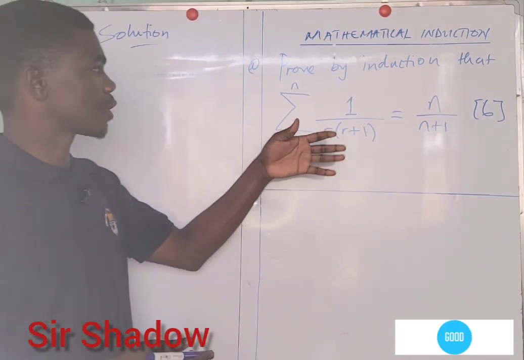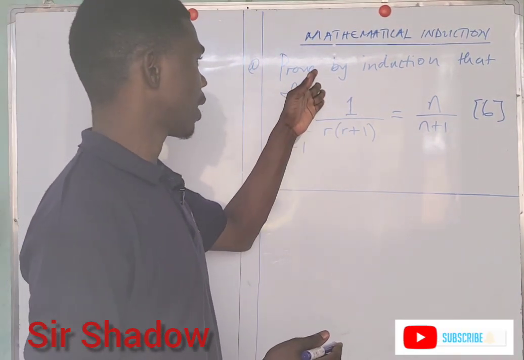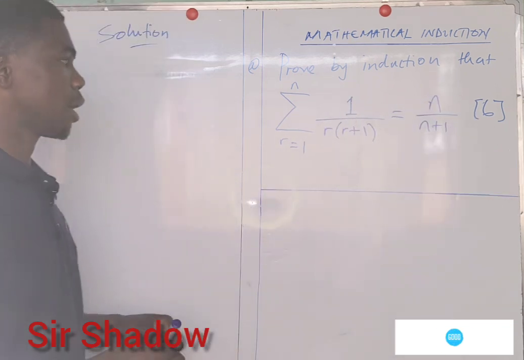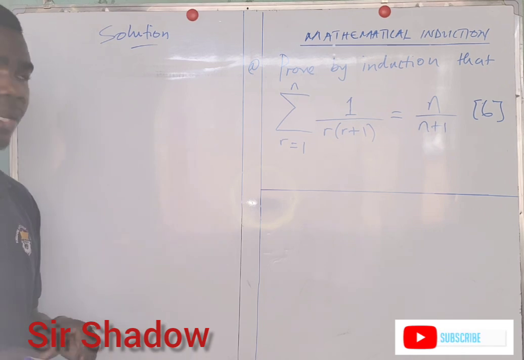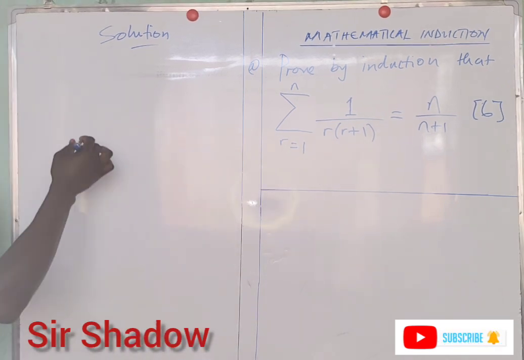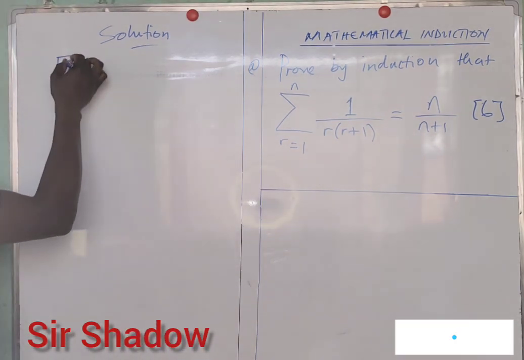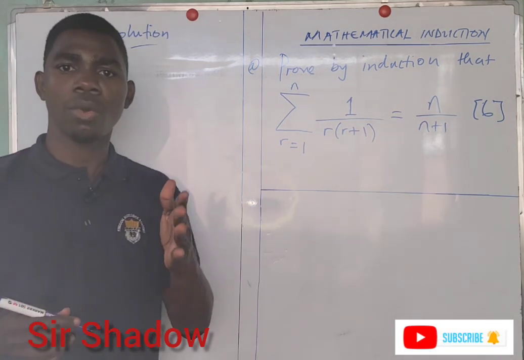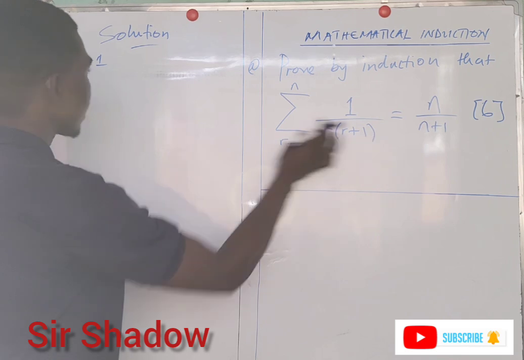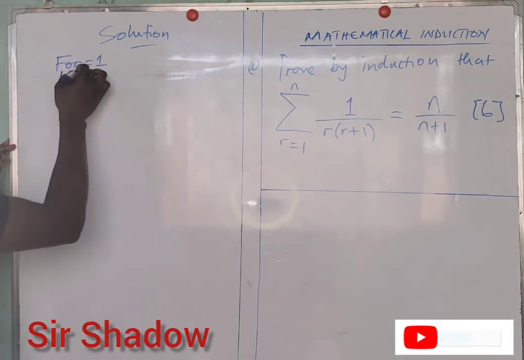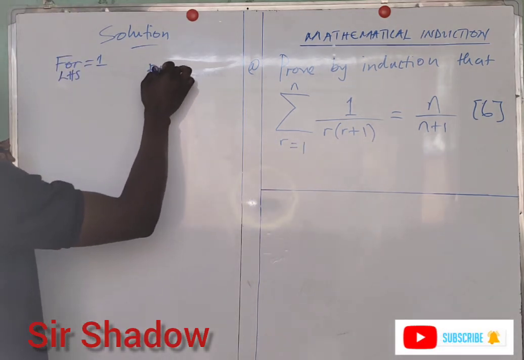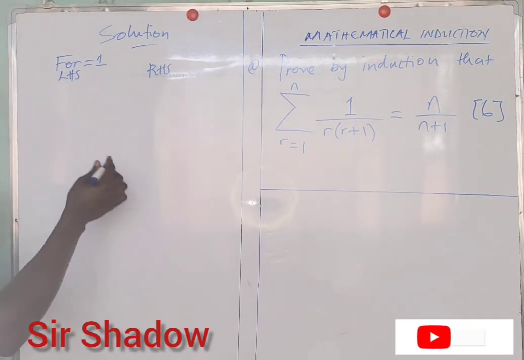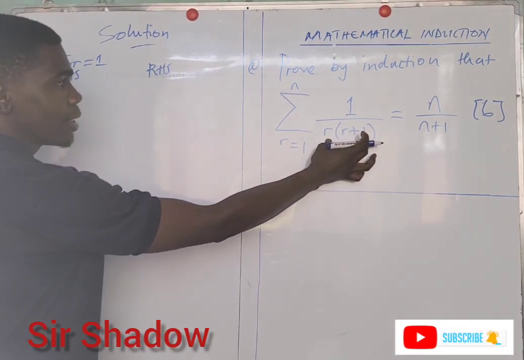Moving on to the solution, we want to prove the summation, with upper limit n and lower limit r equals 1, of 1 over r(r plus 1) is equal to n over n plus 1, for which 6 marks is awarded. So let's move on to the first stage: for n is equal to 1, we want to assume true for n is equal to 1. So we are saying left hand side, then also right hand side. Let's take the left hand side here, but remember n is equal to 1.